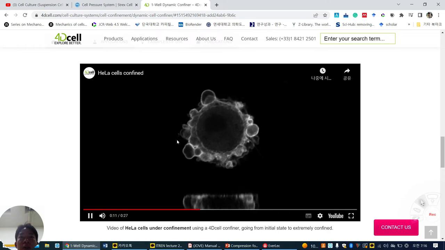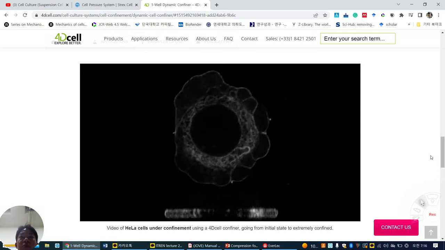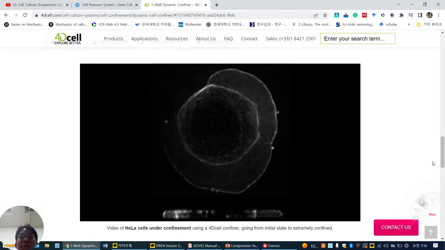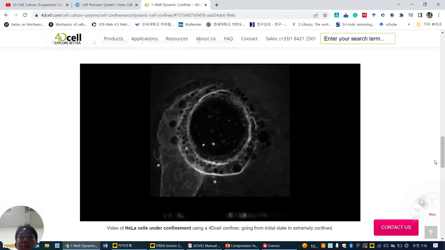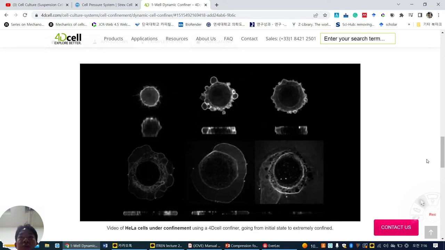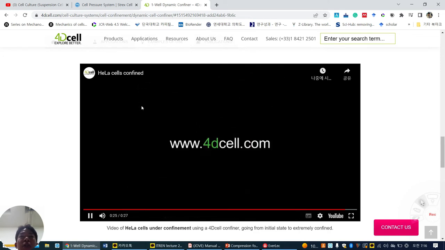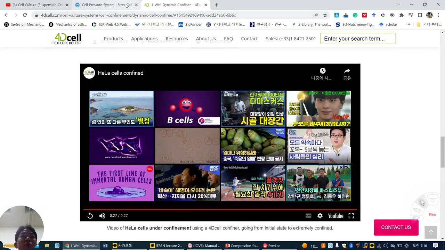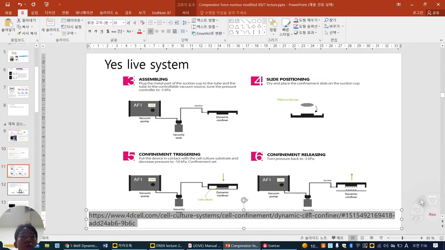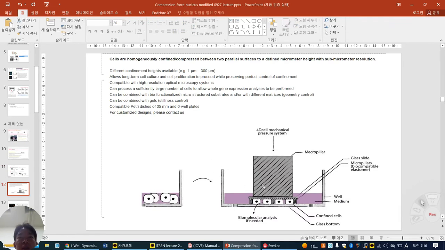Originally, while they're compressing, you can track how the cell behaves. This is a G-stack. Maybe this is 10, 5, 3 micrometer of confinement, okay? Here you can see more detail. Compression force is applied by the vacuum chamber, and depending on the pillar height, cells are confined along the Z-axis. By physical contact, you can compress the cell.